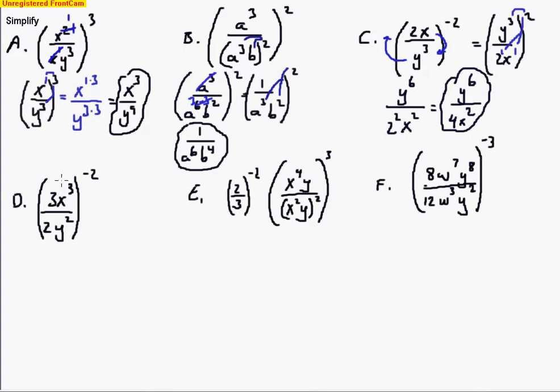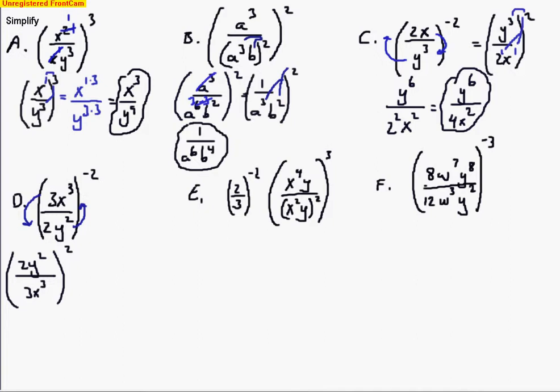3 and 2 have no common factors. So let's take the reciprocal then, and that will get rid of that negative exponent on the outside of the parentheses. So what we're left with is 2y to the second all over 3x to the third, and this is all being raised now to the positive second power.